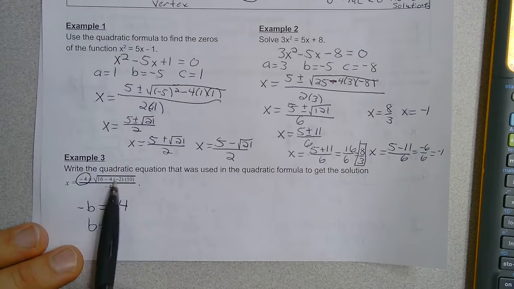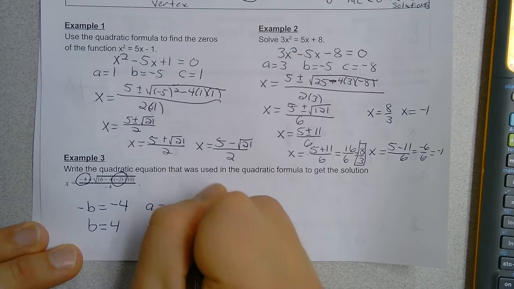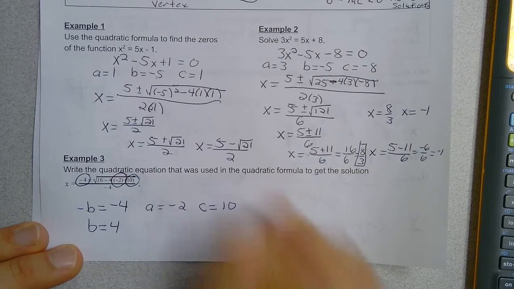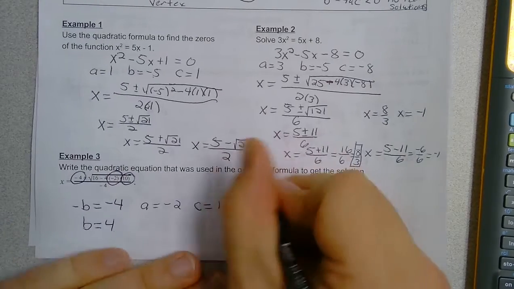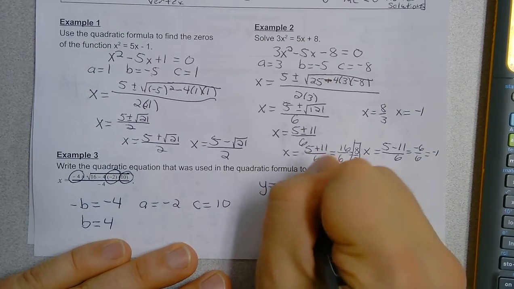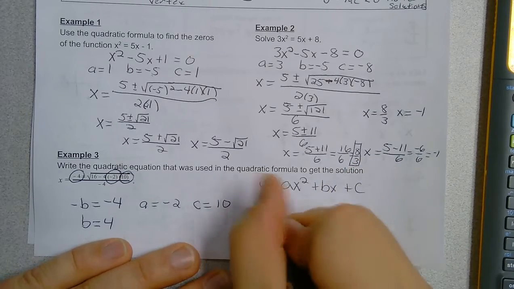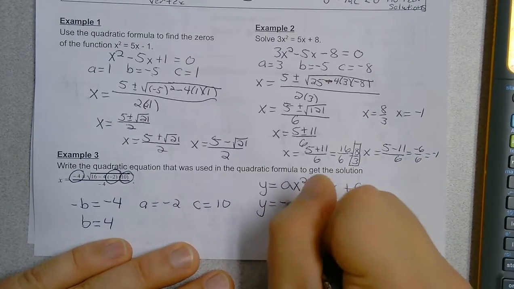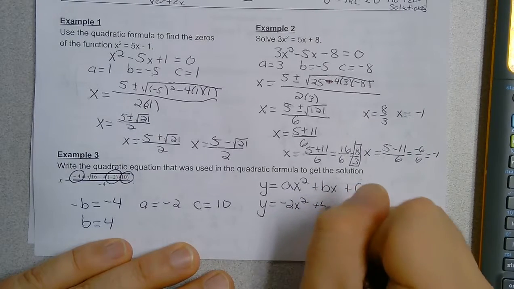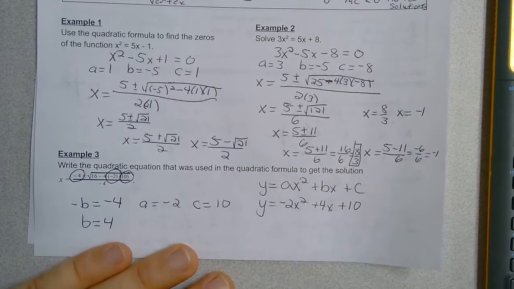And then here it's minus 4 times a. So I can conclude that a equals negative 2. And then here is c, so that we can say c equals 10. Putting that into our equation, y equals, again, general form or standard form is ax squared plus bx plus c. Substituting in our numbers, we get y equals negative 2x squared plus 4x. B was positive 4, and then plus 10.